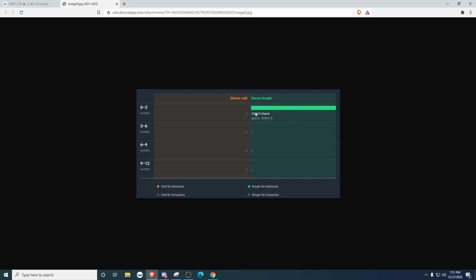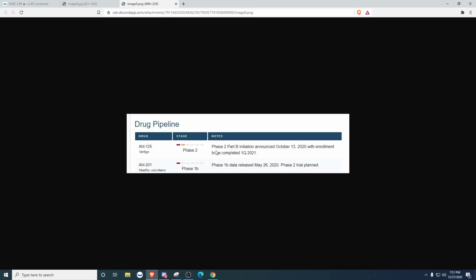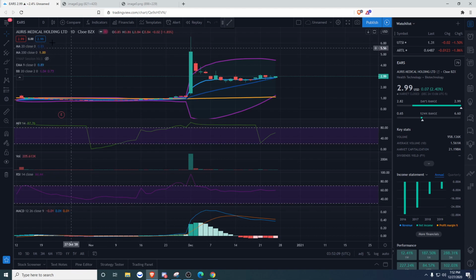Obviously, there's lots of insider buying for this stock, and there's a catalyst coming up. It's a phase 2 initiation that was announced a couple months ago, and it's supposed to be completed in Q1 of 2021. From the chart, as we can see here, this is the daily. We can see that the MFI was overbought, it rode like 3 times, and now it's finally curling up.